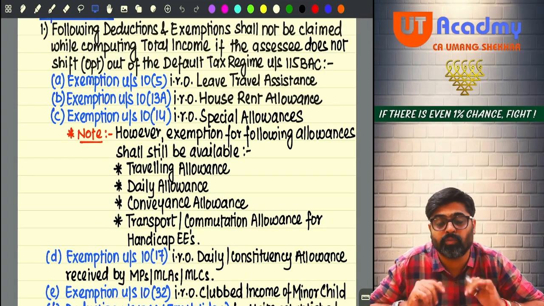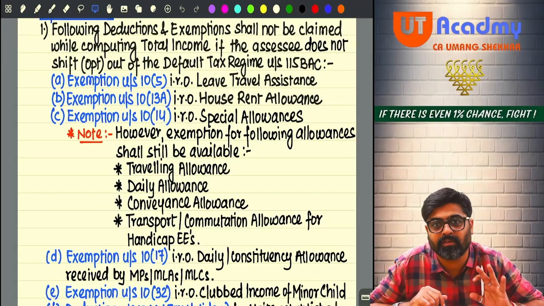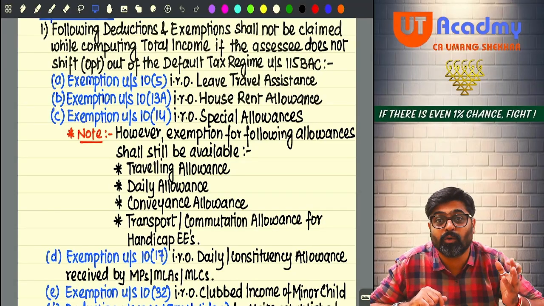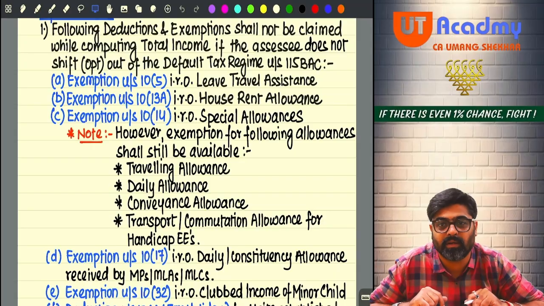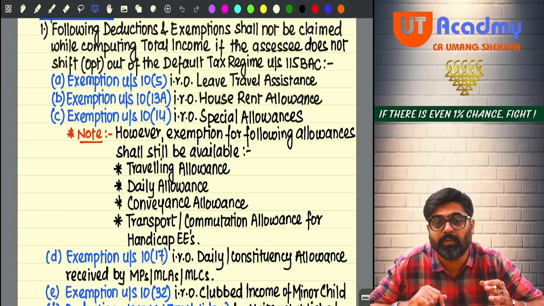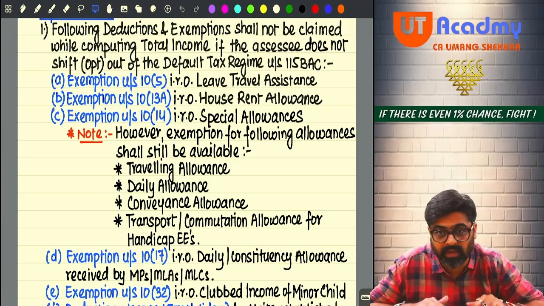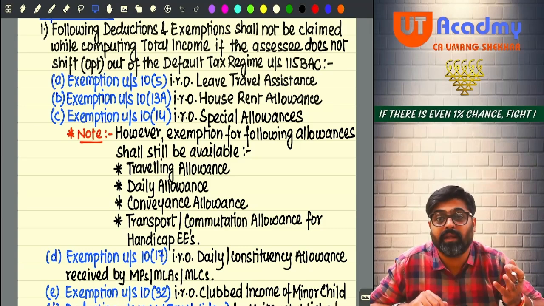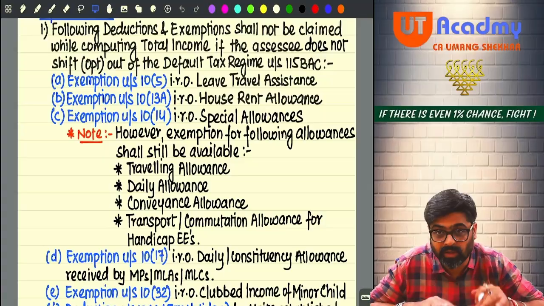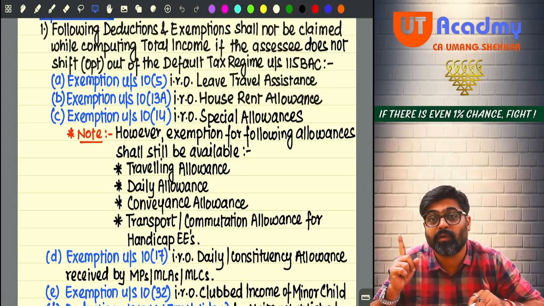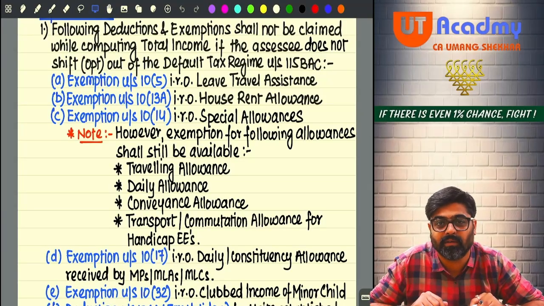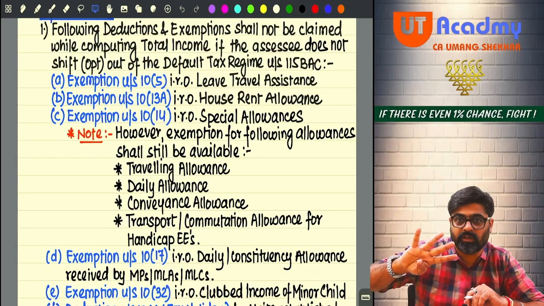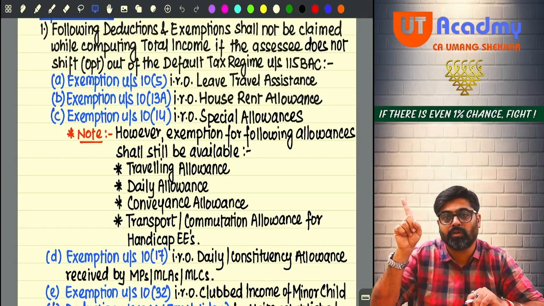But other than these four, children education allowance is fully taxable here. Children hostel expenditure allowance is fully taxable here. Then do you remember that running or outstation allowance is fully taxable here. Tribal area allowance, underground area allowance fully taxable here. Uniform allowance fully taxable here. These four allowances were exempt when you shift out.